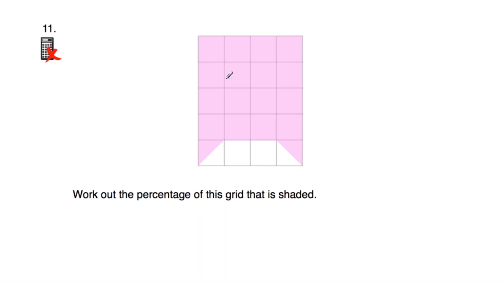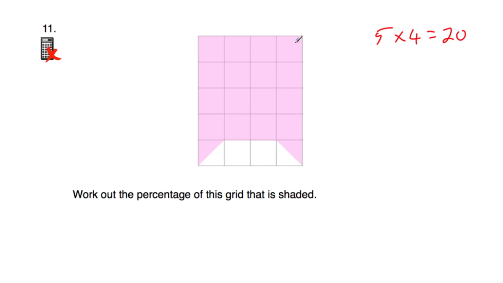So question number 11, we've got this grid and some of the squares are shaded in, some of them actually half shaded in, and we're told work out the percentage of the grid that is shaded. So in terms of the grid, there's 1, 2, 3, 4 columns and 1, 2, 3, 4, 5 rows. So if we do 5 times 4, that's equal to 20 squares. So there's 20 squares altogether. You could count them if you wanted to, but I just thought I'd save a bit of time there. Okay, so there's 20 squares altogether.